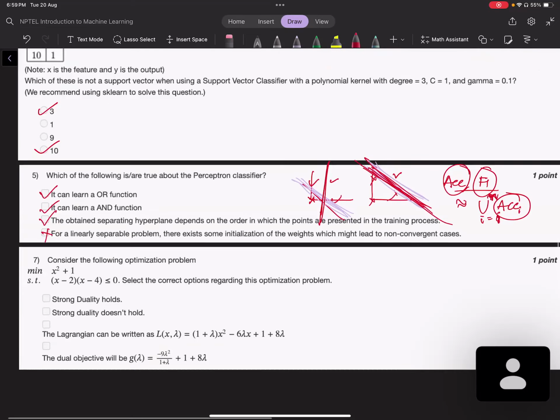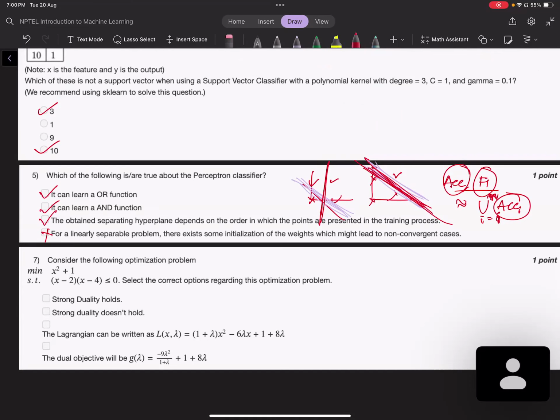Sorry, the third one: if all the points are given, will you not get the same hyperplane every time? I mean, if I'm giving A, B, C in a different order, A, C, B, it still has all the points, right? I didn't get that. No, in case of SVM, the support vectors are decided after looking at all the data, right?